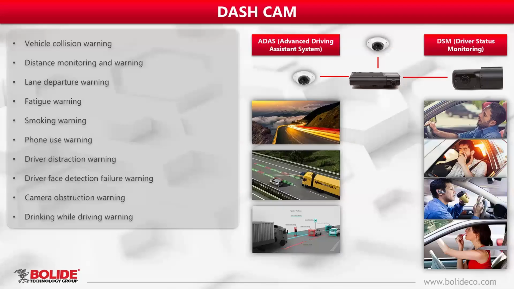So let's go over really quick on what we're specializing here today. ADAS, which is Advanced Driving Assistance System, and DSM, Driver Status Monitoring. And what do you get with that? You get vehicle collision warning, distance monitoring, lane departure, fatigue warnings, smoking warnings, phone use warnings, driver distractions, driver face failure warning, camera obstruction warning, and drinking while driving. It's going a little deeper into a couple of these.